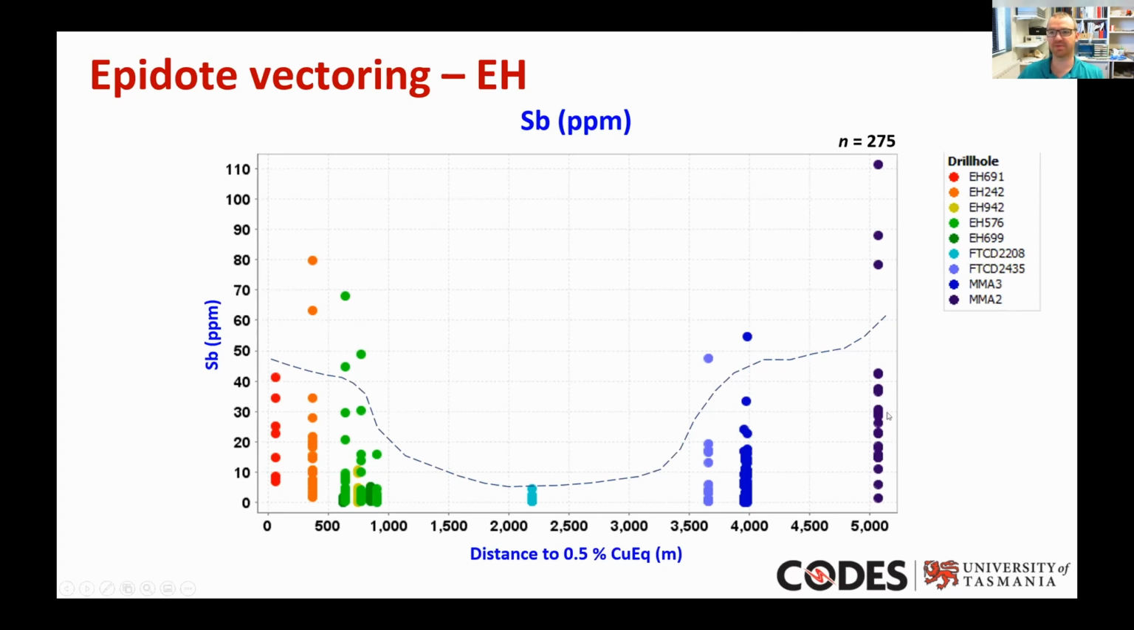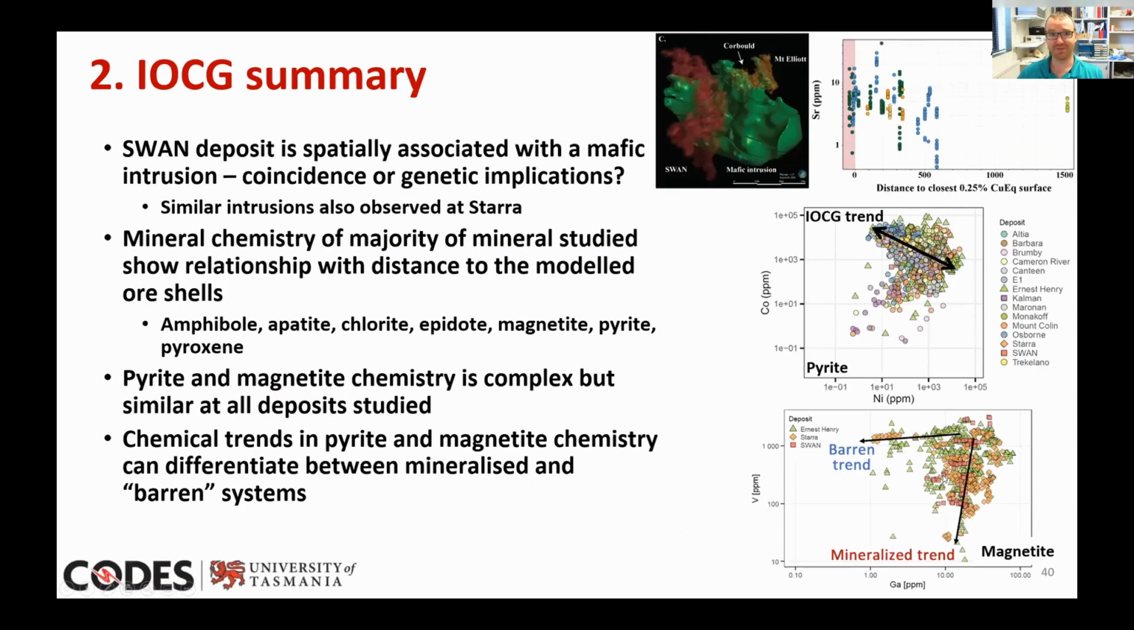Kind of indicates that maybe there's something 5, 6, 7 kilometers to the northeast of Ernest Henry that hasn't been drilled yet. We'd love to know. IOCG summary. So the SWAN deposit, as Jonathan showed, is spatially associated with the mafic intrusion. Whether that's a coincidence or has to do with the genesis of the deposit is unknown. There are similar intrusions at Starra.